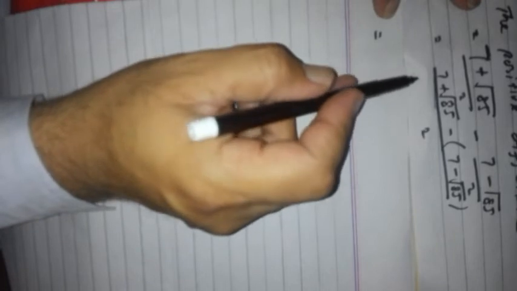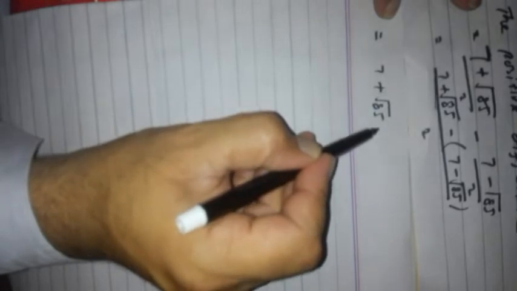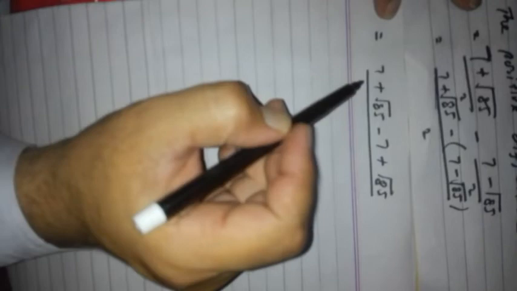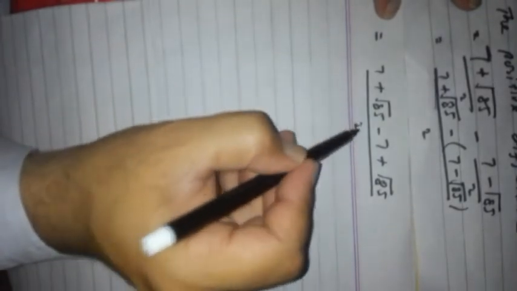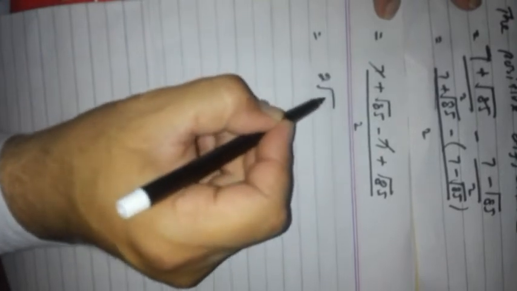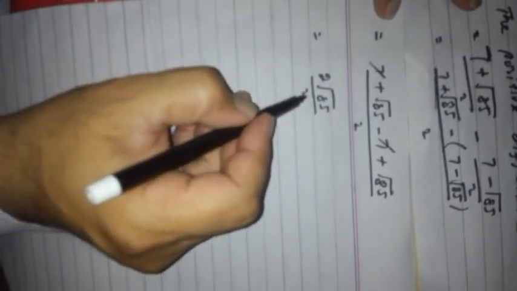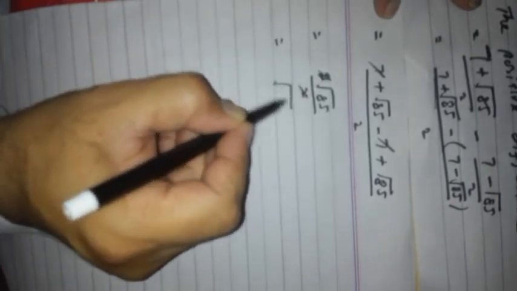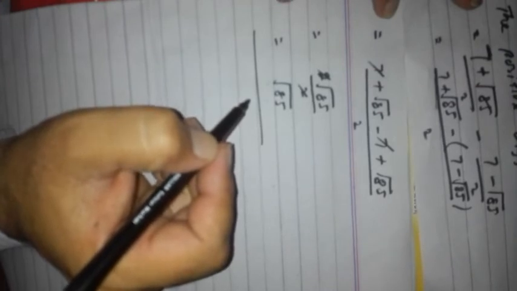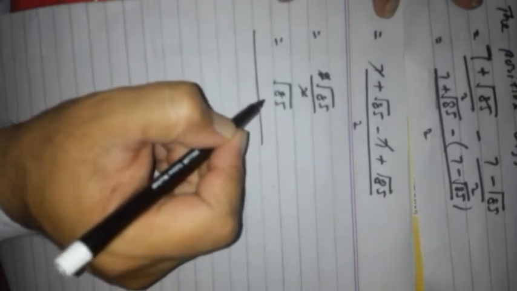Now in the next step we get 7 plus under the root 85 minus 7 plus under the root 85 divided by 2. These two cancel with each other. We get 2 under the root 85 divided by 2. These two cancel with this. We get root 85. So the positive difference of the roots is under the root 85.